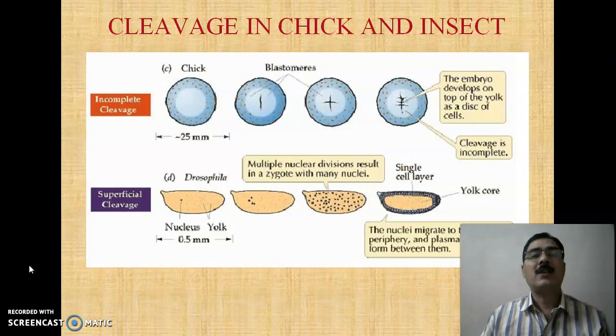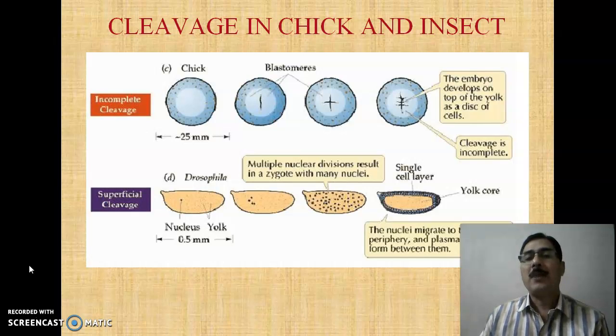The incomplete cleavage is taking place in the chick and there is development of the embryo at the top of the yolk as a disc of cells. The second one is the example of the superficial cleavage. In the case of insect, the example of Drosophila, after the karyokinesis, a large number of nuclei migrate towards the peripheral region and the core portion is occupied by the yolk.